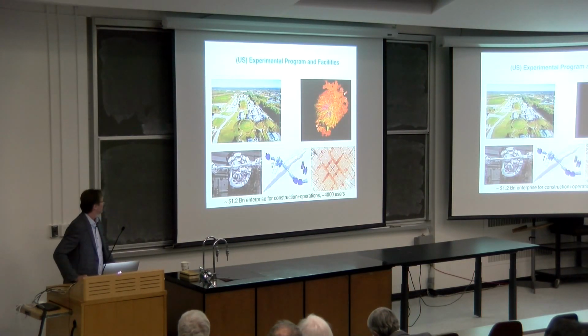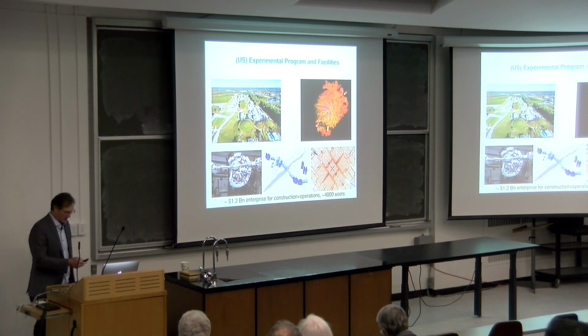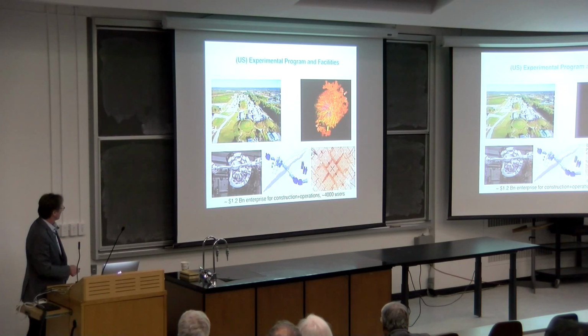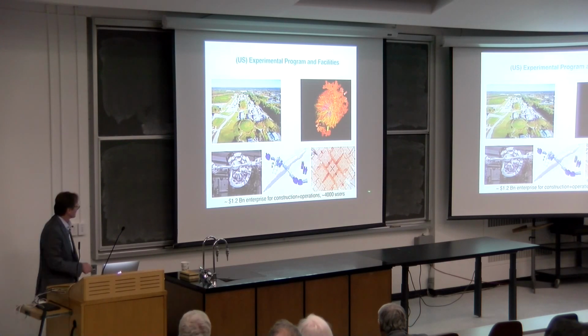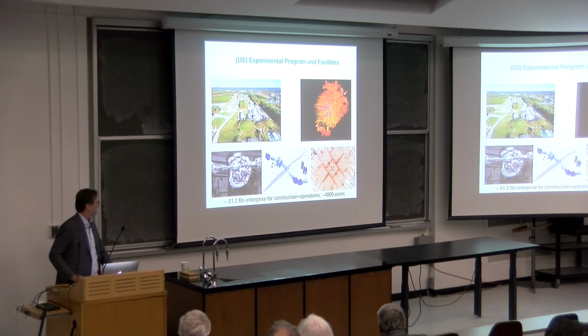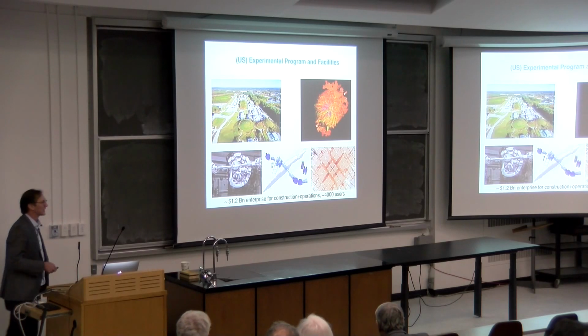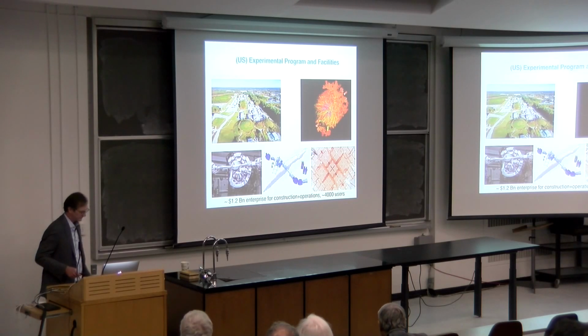So just to comment on the experimental facilities to give you an idea of the scale in the US, it's about a $1.2 billion enterprise for the construction and operation of US nuclear physics labs. And there's about 4,000 experimental users of these facilities, and they cover a range of probes. There's electron beams, there's the FRIB facility, the facility for radioactive isotope beams that's under construction at MSU. There's fundamental symmetry searches, as I mentioned before, for double beta decay, and so on.